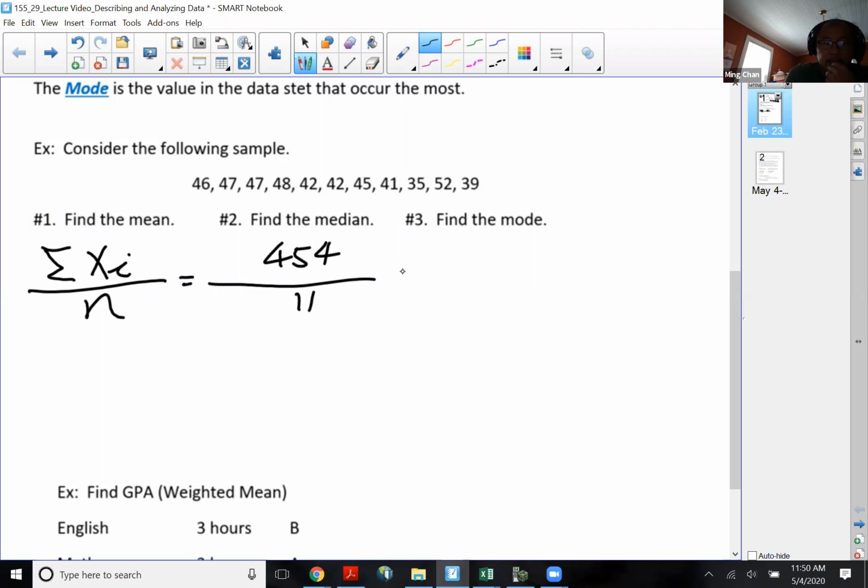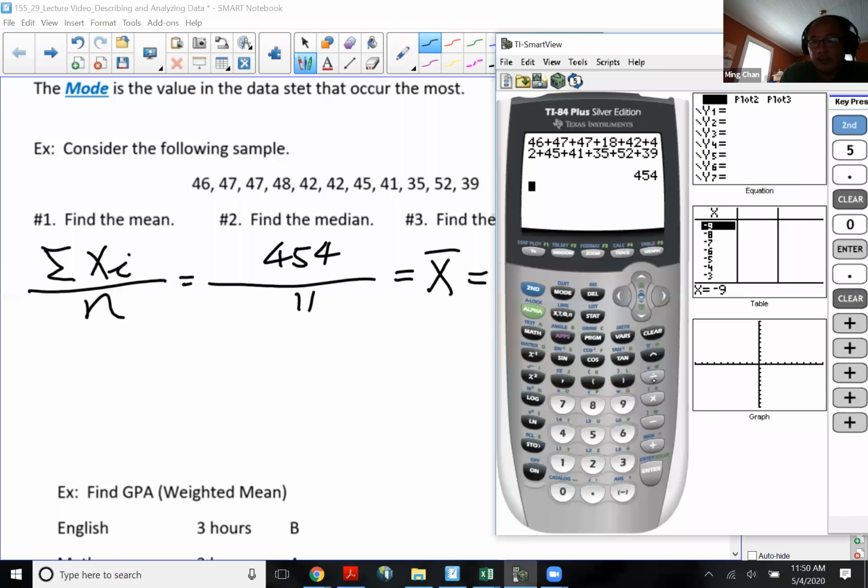So my mean, which is actually called x bar, that's the notation for mean. Divided by 4 is 113.4, oh, not 4, 11. 454 divided by 11, all right, 41.27, something like that.